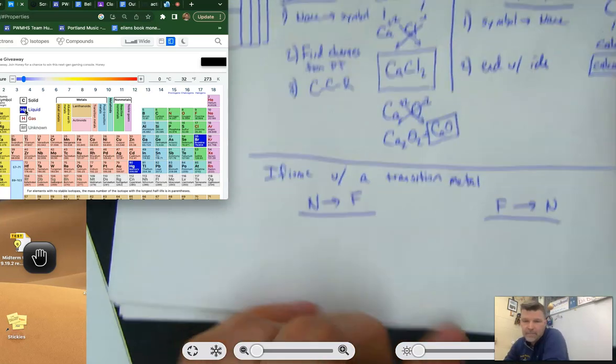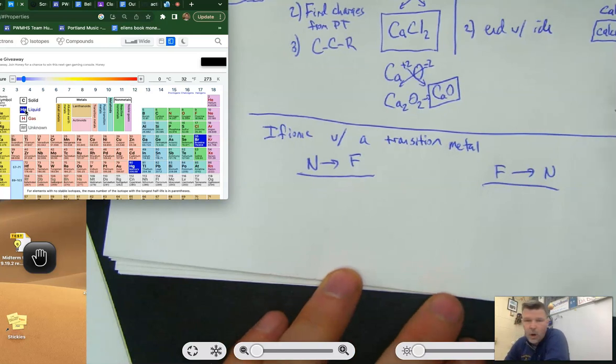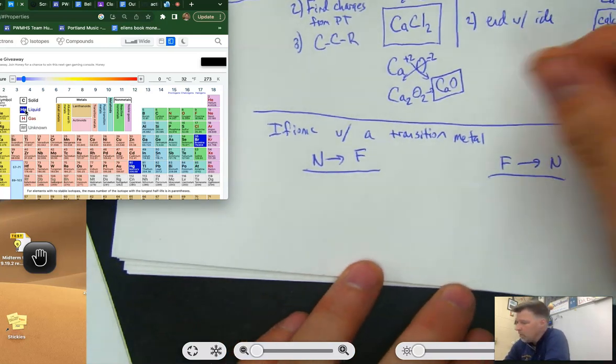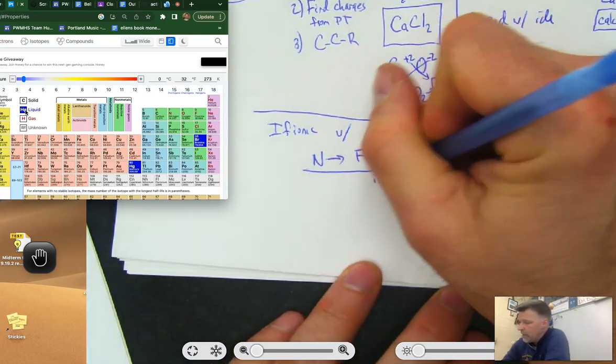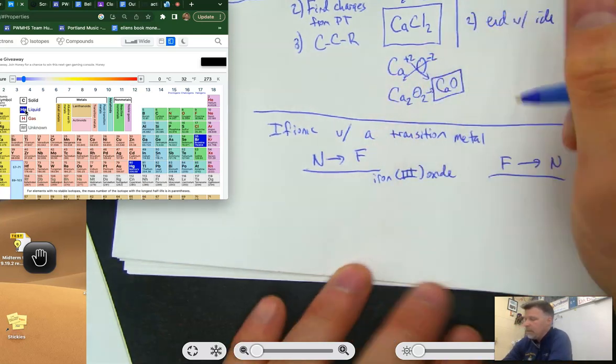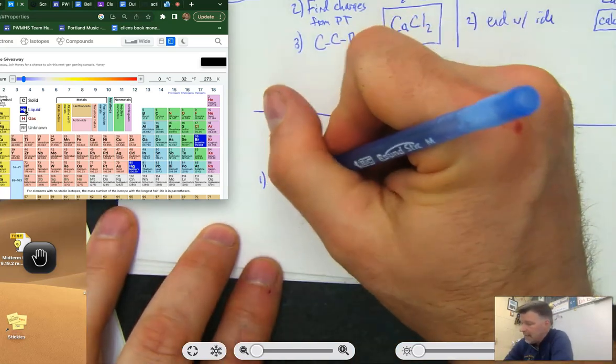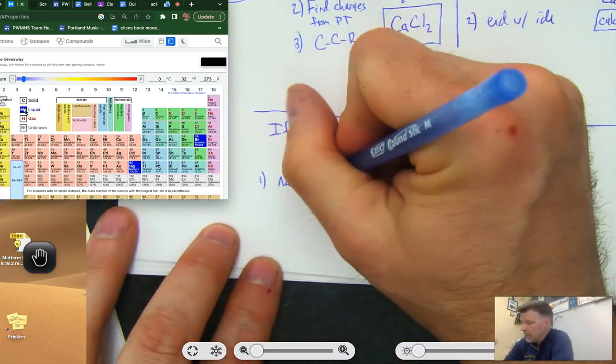So first step is here, name to formula. So we're going to go iron 3 oxide. You have to know your Roman numerals here. So step 1, should be old by now. Name is going to become a symbol.